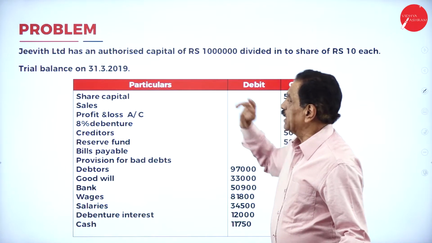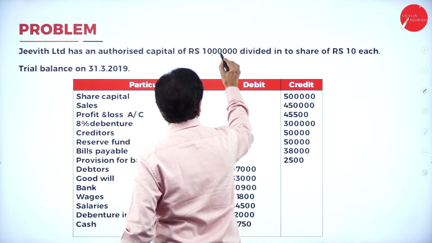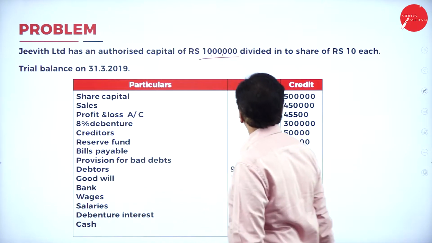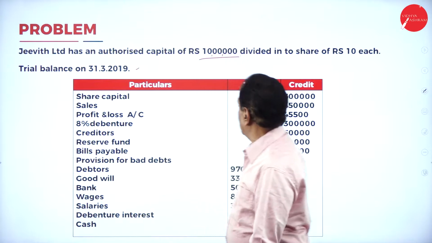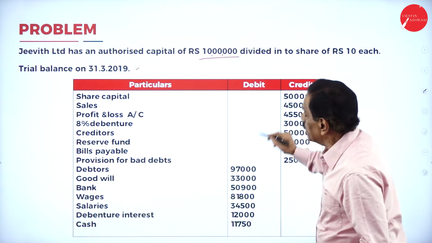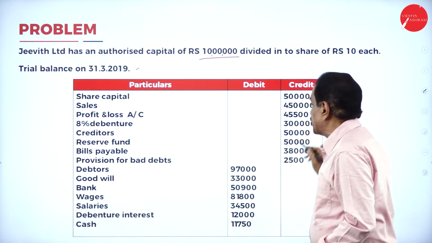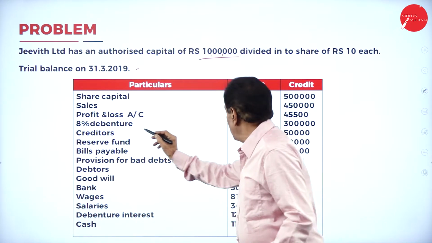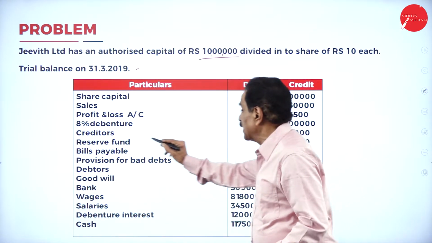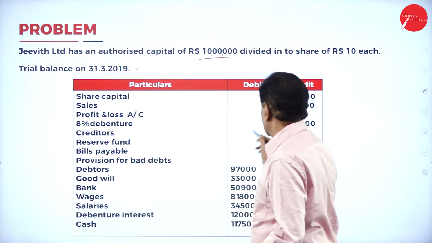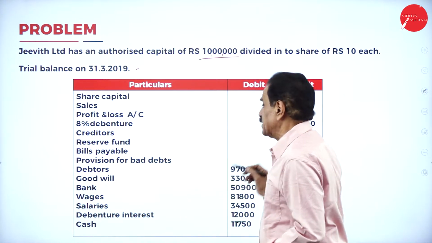So, Jeevitha Limited has an authorized capital of rupees 10 lakh, divided into shares of rupees 10 each. Trial balance on 31/3/2019. Share capital will come under schedule number 1. Sales will come in the revenue account. Then profit and loss account, profit because on the credit side, profit of the last year. Debenture 8% of 3 lakh is 24,000. Interest has to be paid. Creditor is a current liability. Reserve fund will come under reserve and surplus, schedule number 2. Bills payable is a current liability.